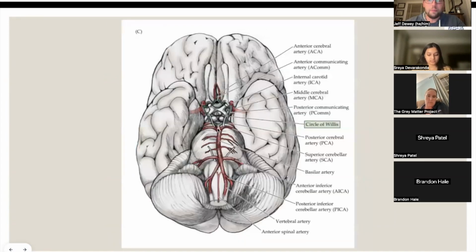If you look at it from the bottom, they're actually connected to each other from side to side. So if the left side goes down, the right side can pick up the slack, at least to some extent. It's not always perfect. And the closer it goes down to where it actually enters the brain, the worse the problems are. But at least there's some redundancy built in, because the last thing you want to do is lose blood supply to the brain.